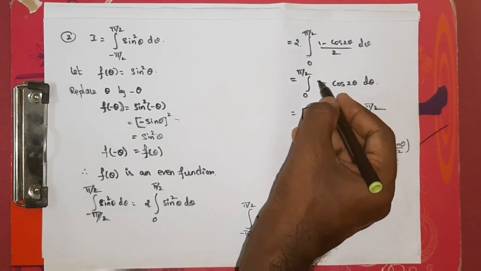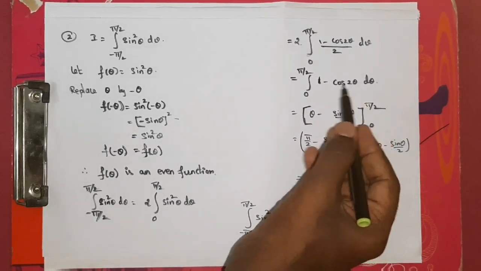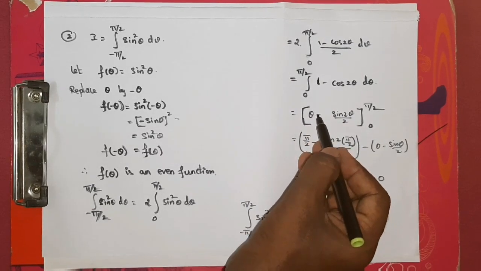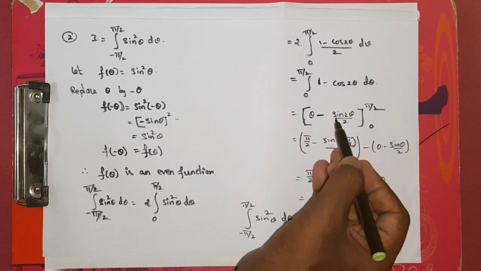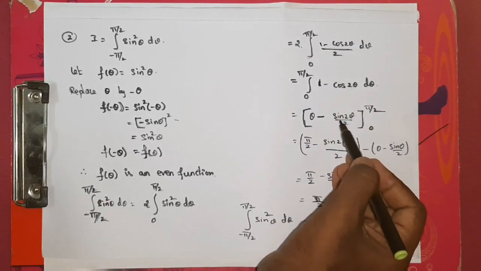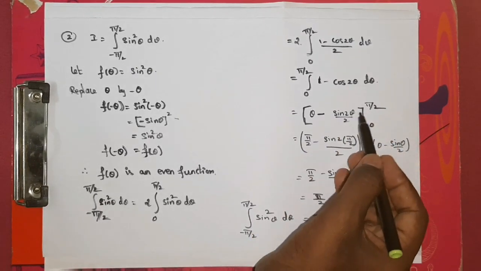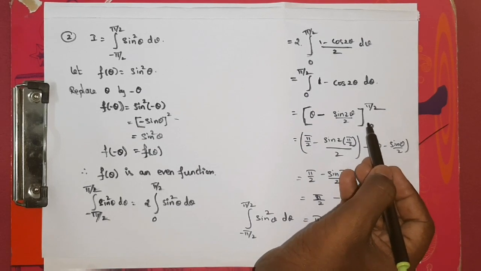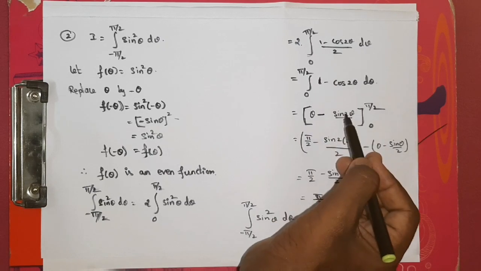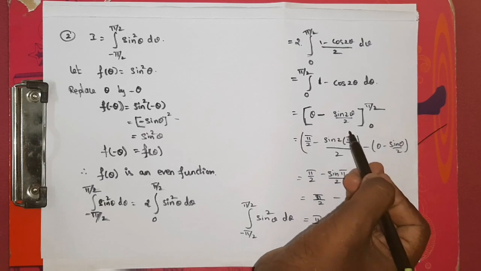Whenever you integrate a number, the answer is the number into x. But here we use theta. So 1 into theta is theta minus, when you integrate cos 2 theta, what is the answer? Sine 2 theta, right? Here we have 2 theta, so divided by 2. Whenever we have a number before the x, we divide by that number at last, the 1 by 2 factor. So that thing is here.